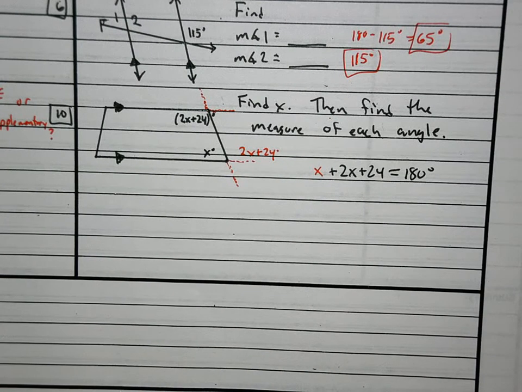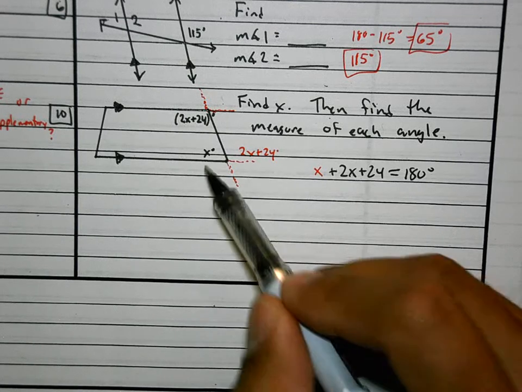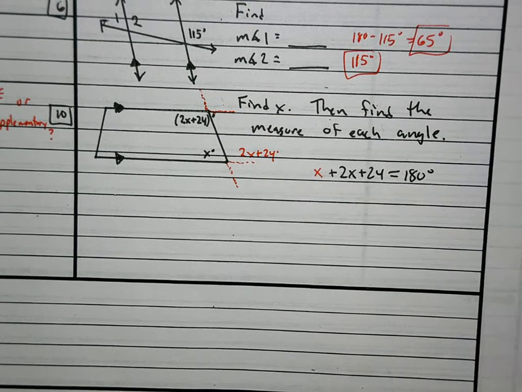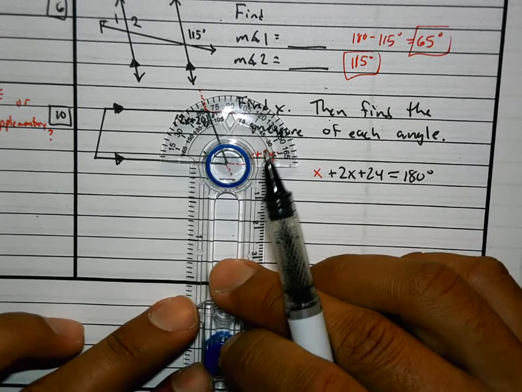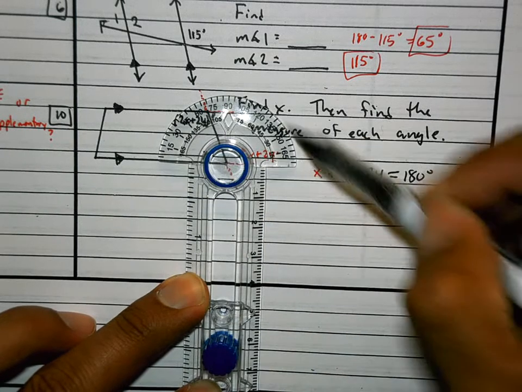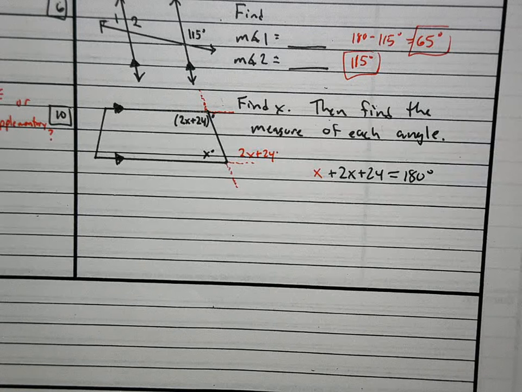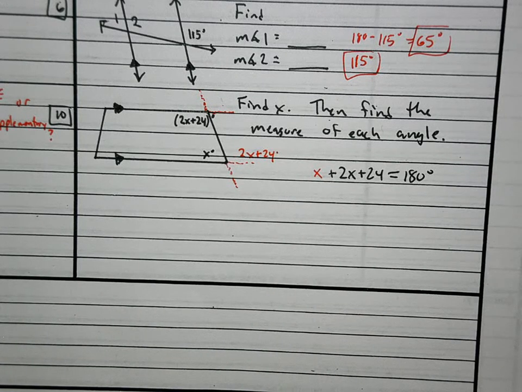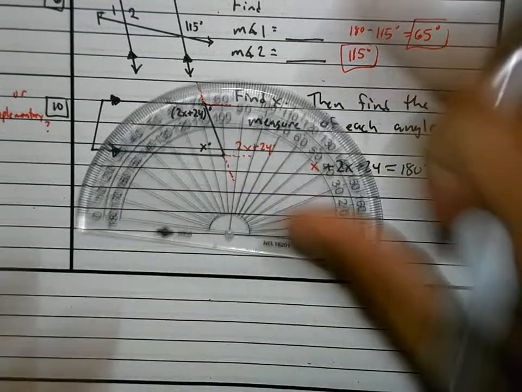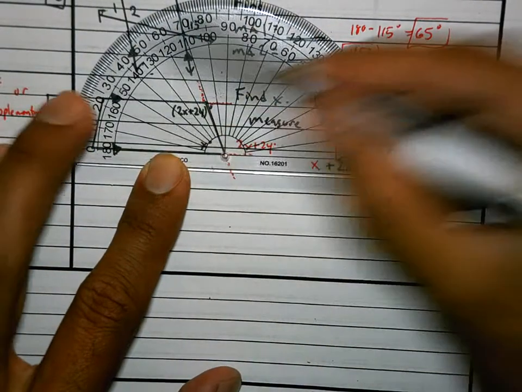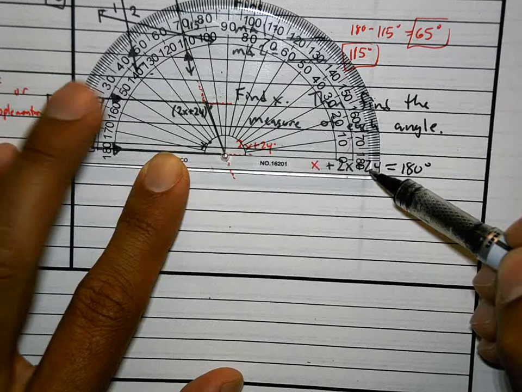Let me scoot that over. There we go. So I wrote down x plus 2x plus 24 equals 180 because this plus that should add up to 180 degrees. Let me see if my protractor agrees with me. 180. Yes, it does. Oh, let me use a real protractor. I know I got one around here somewhere. Real protractor. There we go. From 0 to 180 degrees, right?